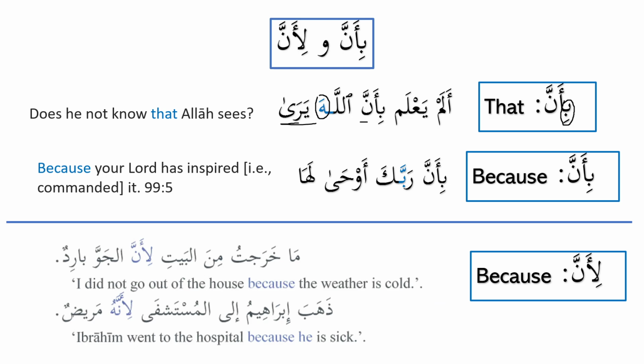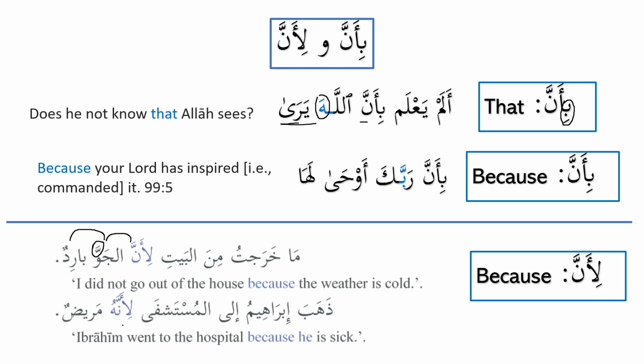And then we have li anna. We discussed it in lesson number 4 of book 2, and it means because. The examples I have taken from the same lesson: ما خرجت من البيت لأن الجو بارد. So you can see here لأن الجو. The noun that comes after that is mansub, so ismu لأن is mansub, and خبر لأن is baridun, which is marfu'. I did not go out of the house because the weather is cold. And we know that the attached pronouns can be used with all of them.